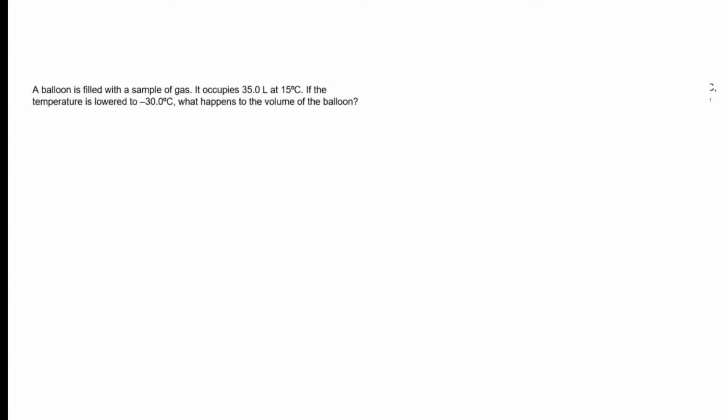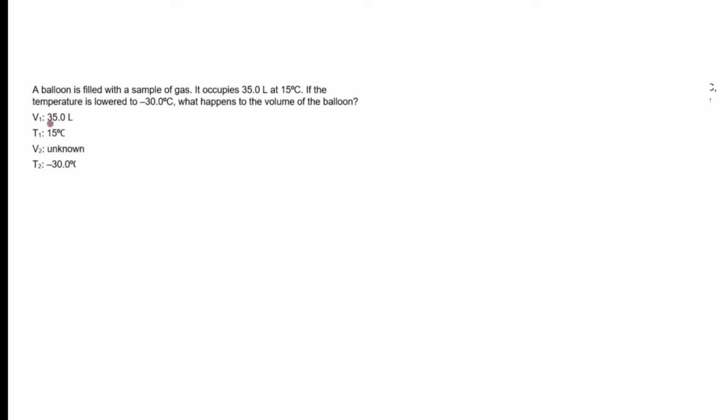Next, let's do a little work with Charles's law. This first problem says a balloon is filled with a sample of gas. So it occupies 35 liters at 15 degrees Celsius. We are going to lower the temperature to negative 30 degrees Celsius. Then we want to know what happens to the volume.